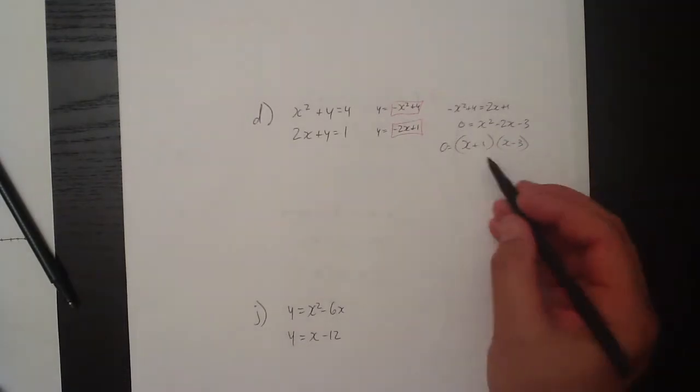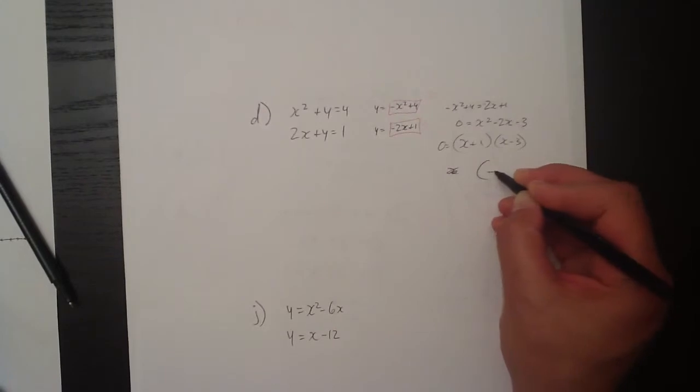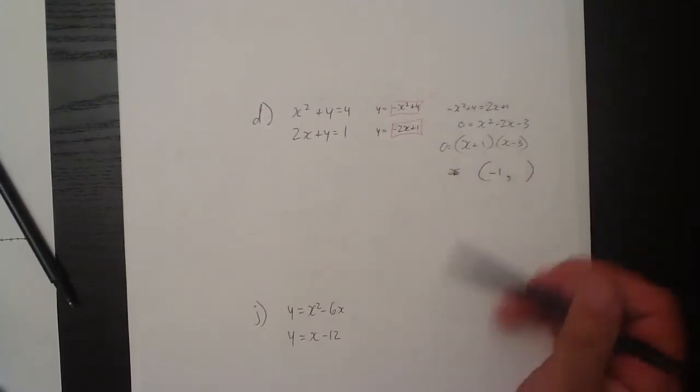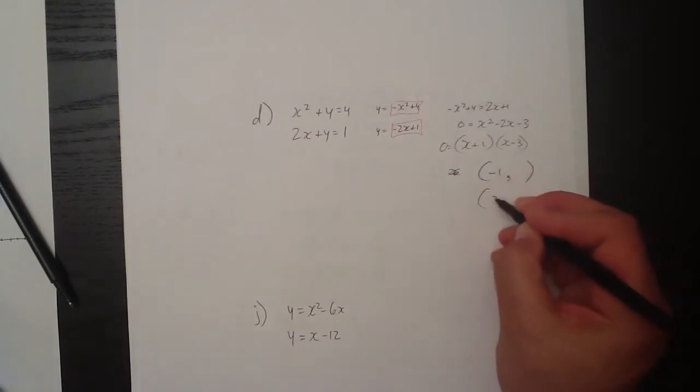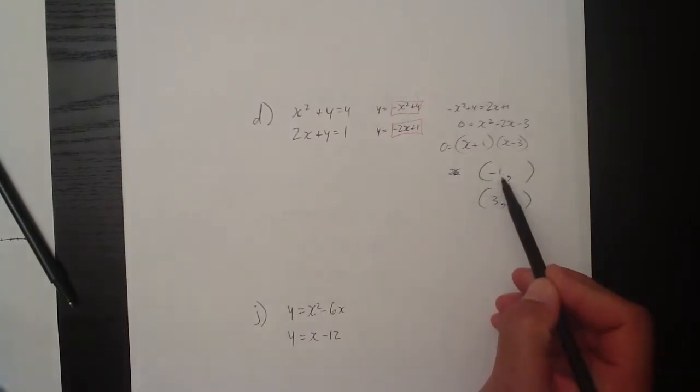So I get two values for x. Let's put it this way. I got negative 1 and something, and here it's plus 3 and something. So now to solve it, we just have to figure out the y. So when x equals negative 1, what does y equal?